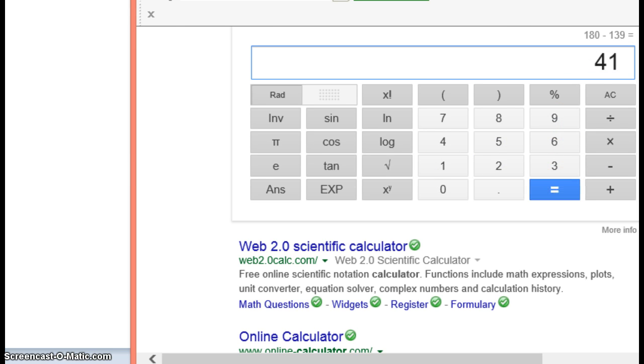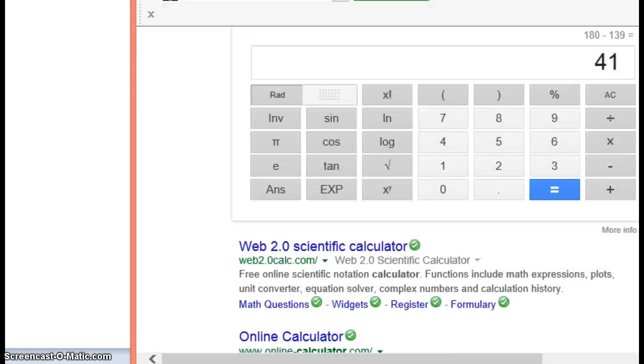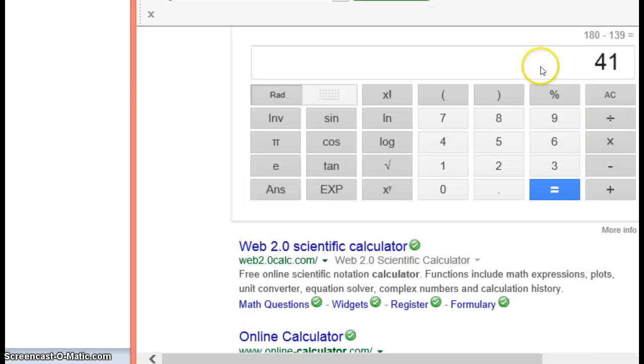So let's take a look. This angle YXV is 41 degrees. However, problem, they're asking for angle VXW, okay? VXW, they're looking for this angle. And since we know that this whole thing right here is 104, we can do the magic of math and subtract 41 from 104.